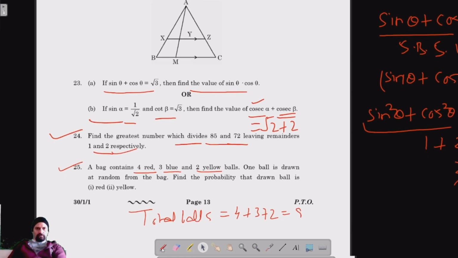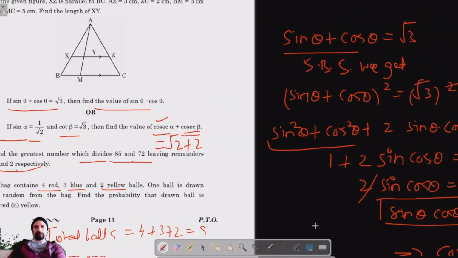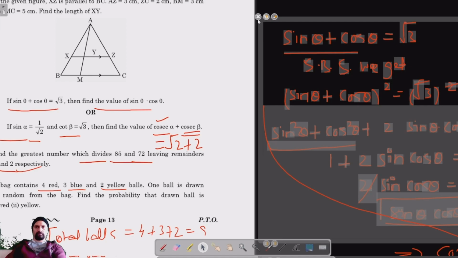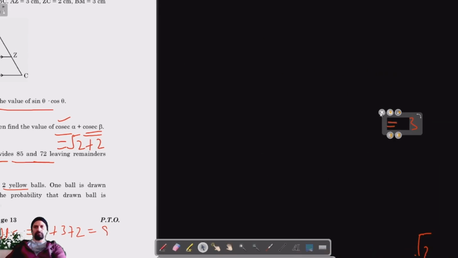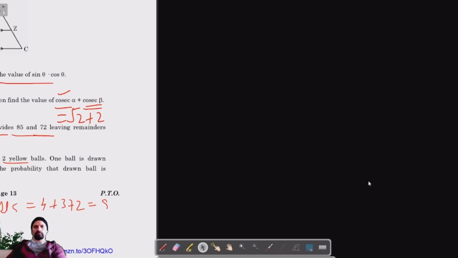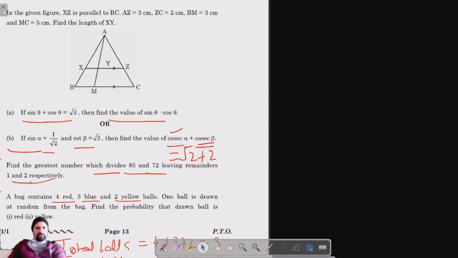So total balls in this case are 4 plus 3 plus 2 is equal to 9. And let's clear this. Okay, so we have to find the probability that drawn ball is red.